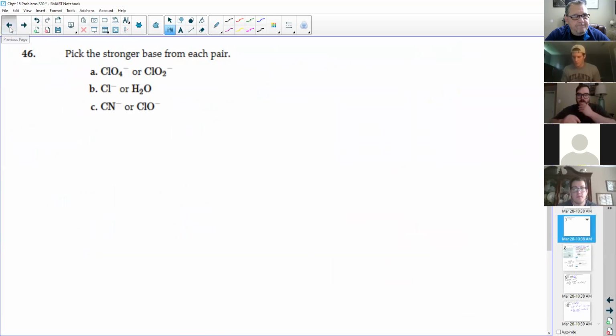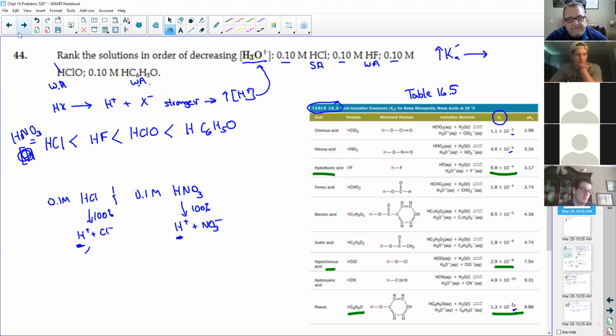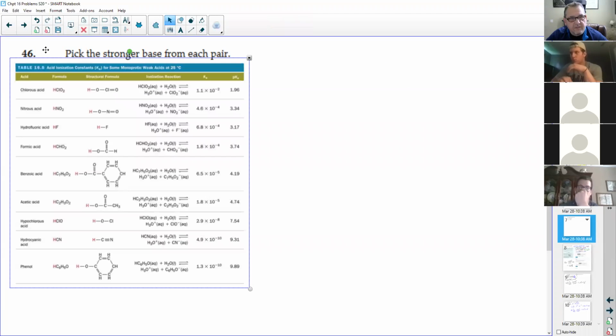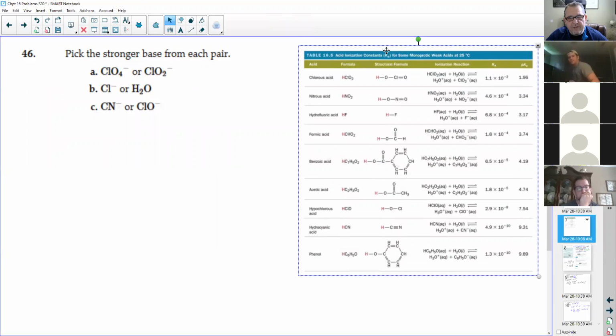Okay, so the last problem we're going to do today in these is problem 46. It says pick the stronger base from each of the following pair. And to do that, we actually have to go back and look at a comparison for some of these, and we're going to use the table that's on the previous page. So let's see, can I see how easy it is or difficult it is to copy that table? I think I can get that pretty easy. And we'll just pull the table here instead of going back and forth.